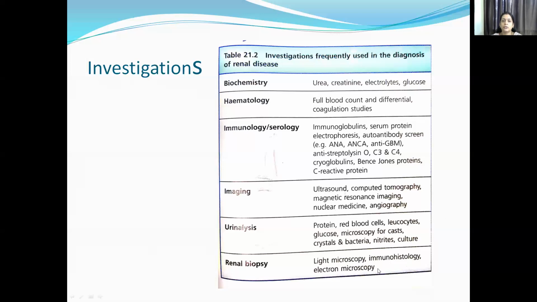Then electron microscopy. With electron microscopy, you can see the podocytes and all, the filtration, how it is, and if there is any effacement of the podocyte, all these things can be observed.